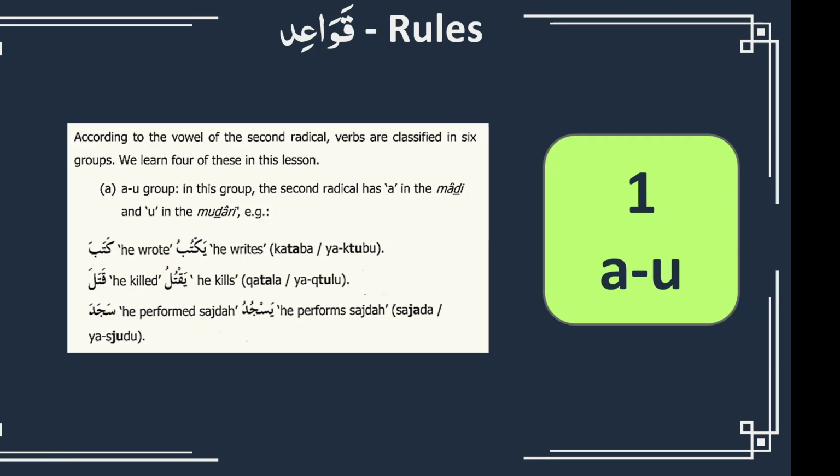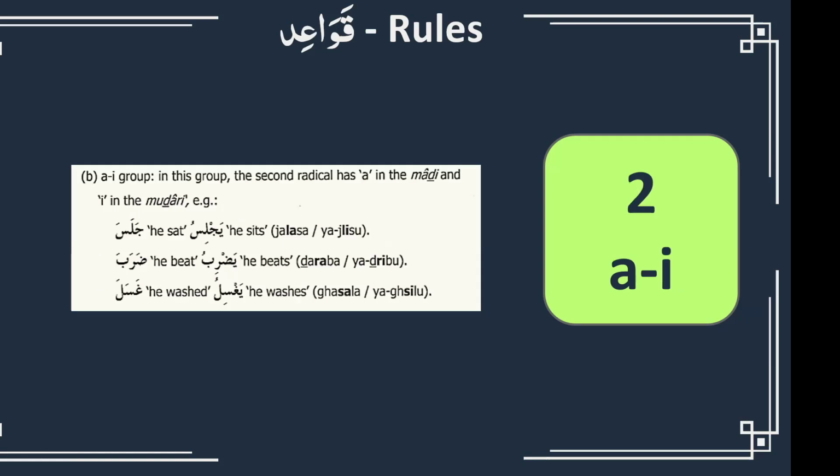The words will be pronounced in this way, AU. And then the second one is AI, very simple. The second letter has a fatha in the madi. So jalasa: the lam has a fatha. The second letter in this one is lam, and the lam has a kasra in the mudari, an I sound, an E sound. So jalasa, yajlisu. Remember, the second letter over here is lam, not jeem, because the first letter is used to create the present-future. So the jeem has a sukoon over here.